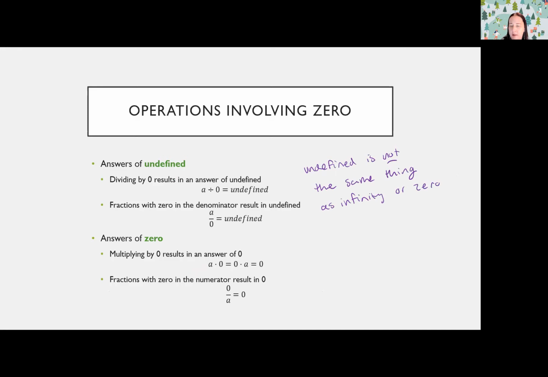If you're dividing by zero, so you have zero after the division symbol, it's undefined. If you have a fraction and you have zero in the denominator, it's undefined because that's still dividing by zero. You get an answer of zero if you're multiplying by zero, and it doesn't matter where the zero is in the multiplication, it's still zero. Or if you have a fraction with zero on top, those give you zero. So it's really important to know the difference between these because it's a very important concept.